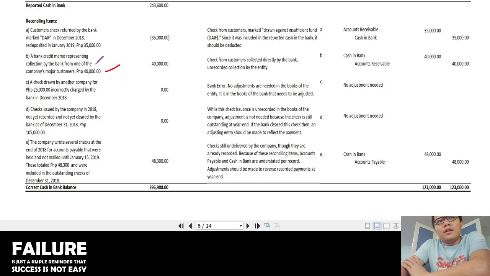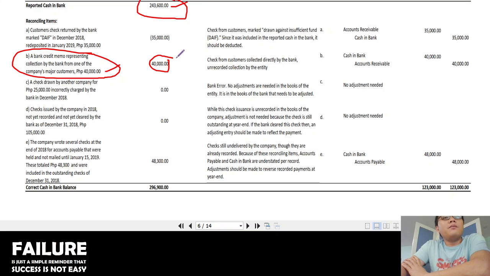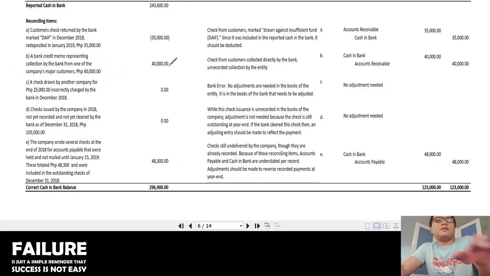40,000. Sinabi ni bangko sa atin na nagkolekta daw siya. The point is, this amount was not presented because this amount is not included in the presented cash in bank, because this was directly collected by the bank. Hindi natin ito na-record. So, the point is, dapat natin i-include.